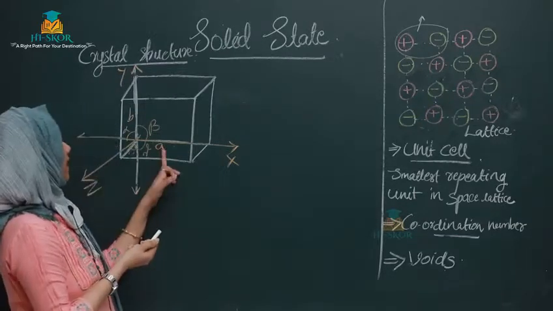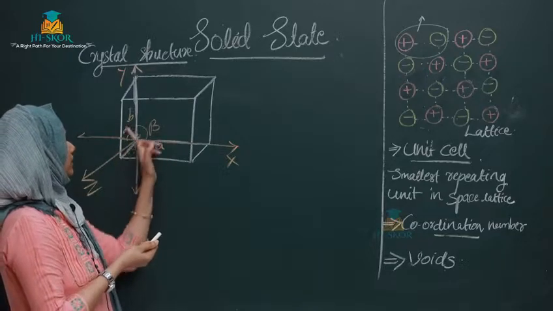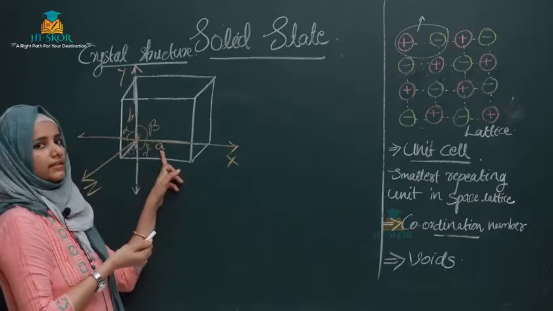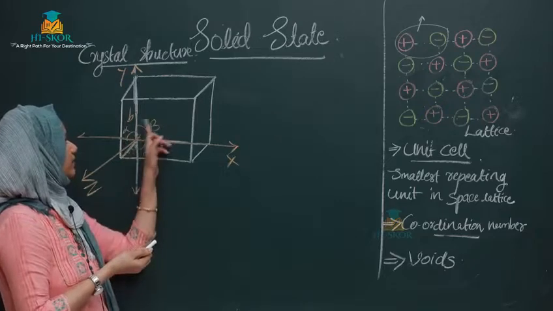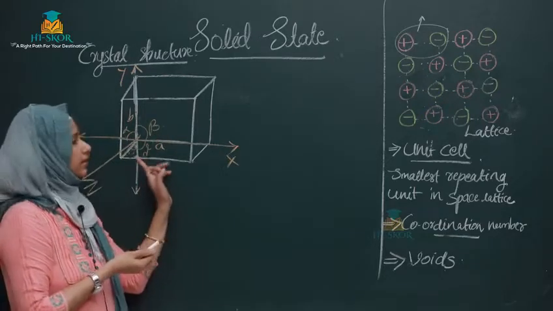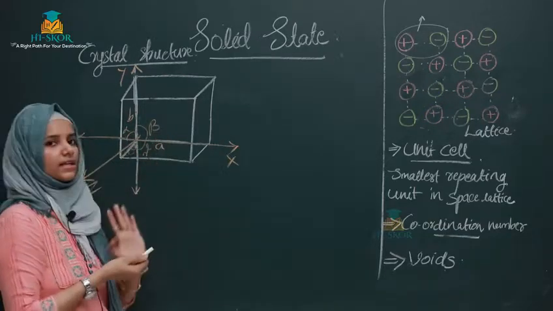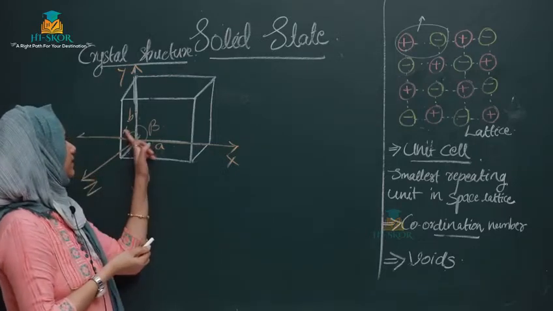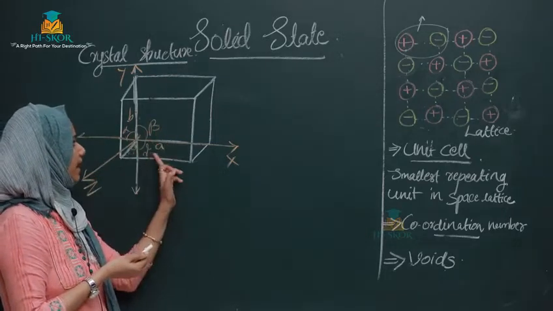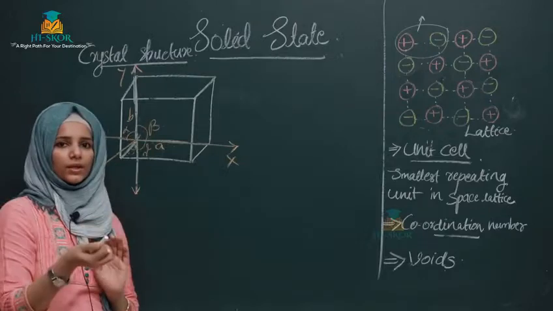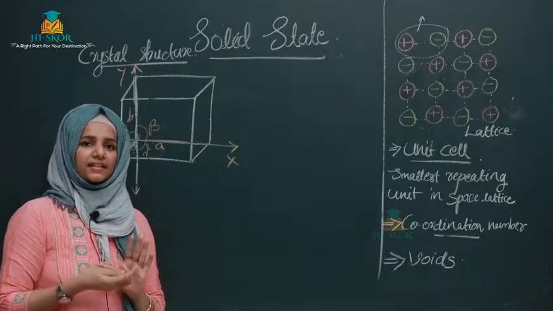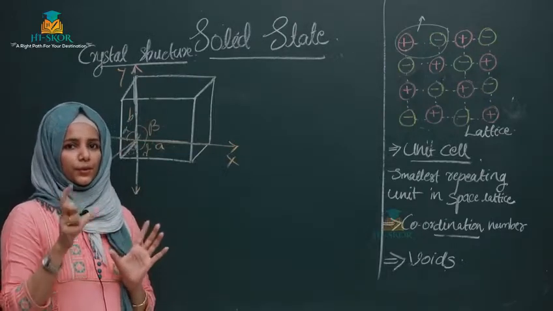That is why we have 3 lengths here, that is A, B, C, and 3 angles are present here. That is the angle between these 3 crystallographic axes. It is alpha, beta and gamma. So what I told, for representing an entire crystal we need a cube.